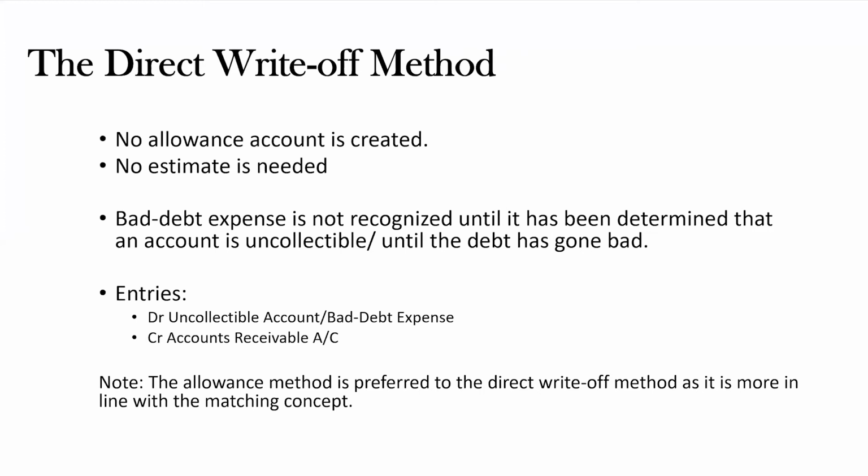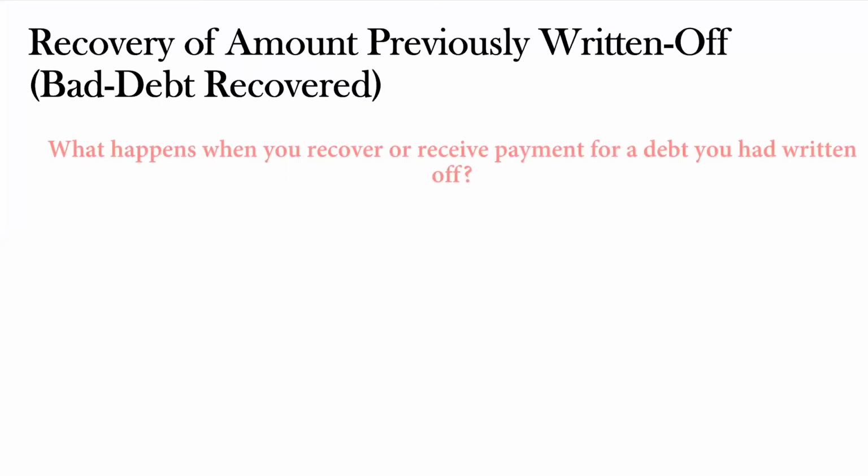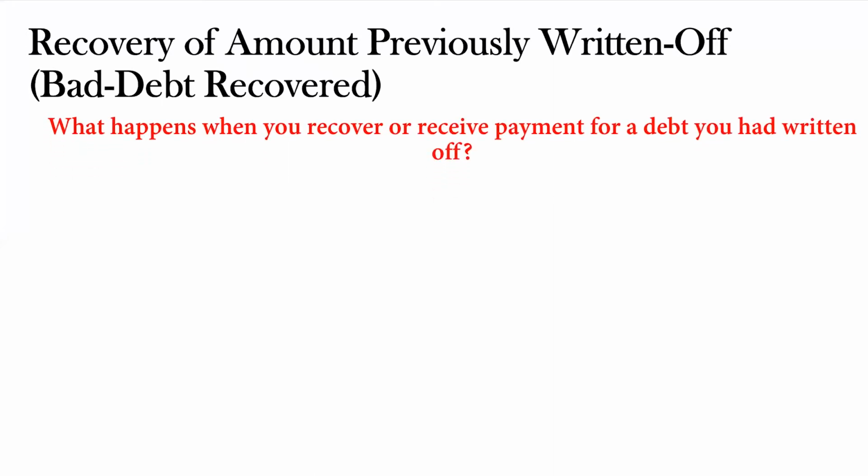The main difference between the two is that in the allowance method, a provision is made, and then when a debt goes bad, you pull from the provision. In the direct write-off method, no provision is made. So when the debt actually goes bad, all you do is recognize that debt going bad as an expense. But what happens when you recover or receive payment for a debt that you have written off?